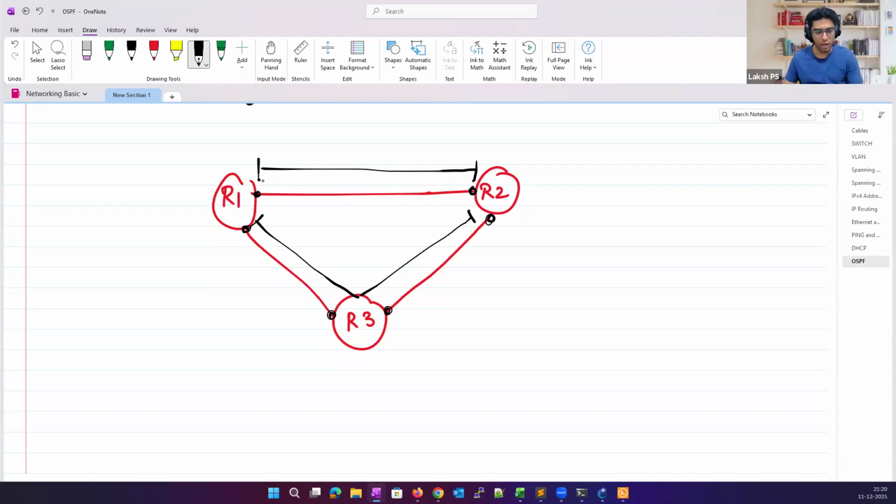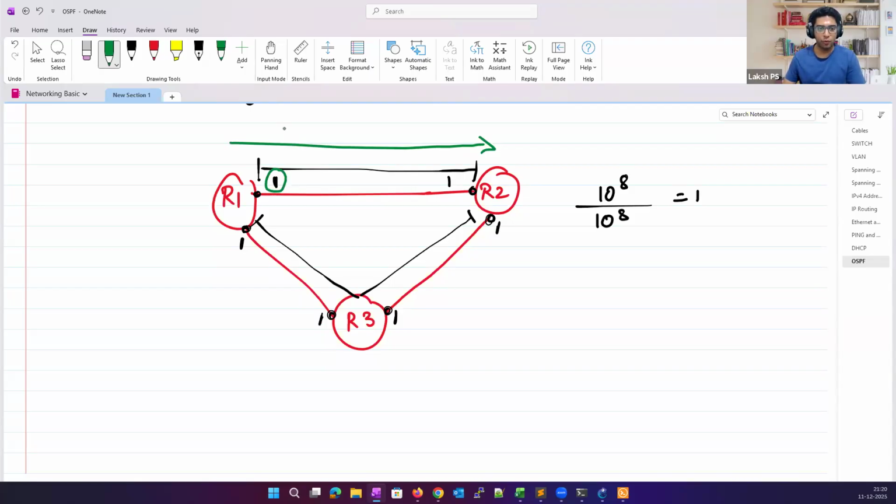Okay. For R1 to reach R2, what will be the cost? We know that cost is calculated based on the reference bandwidth divided by the link bandwidth, and link bandwidth is also 100 Mbps. So that gives us 1. So all the interface costs on each of these links is 1. And OSPF always uses the outgoing cost to reach a particular destination.